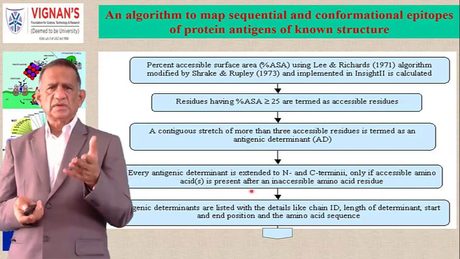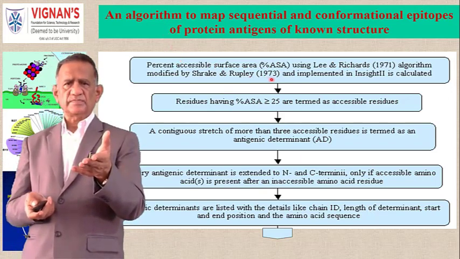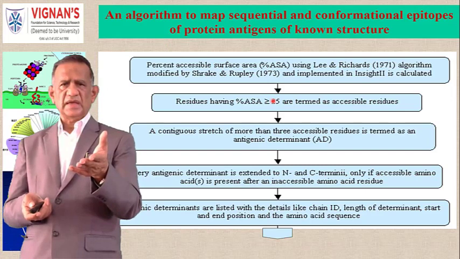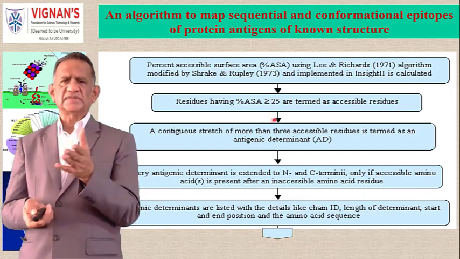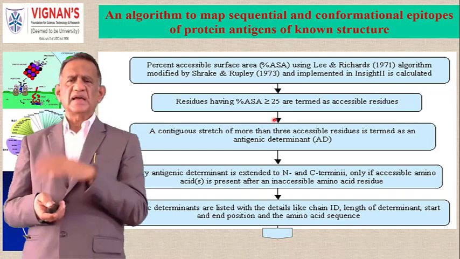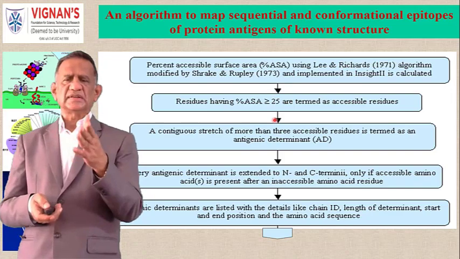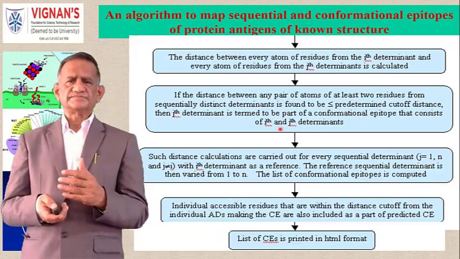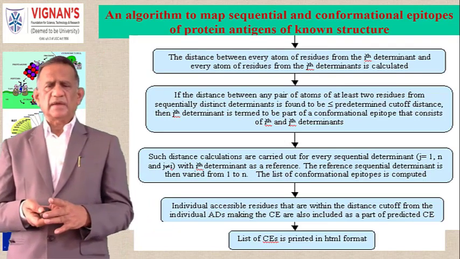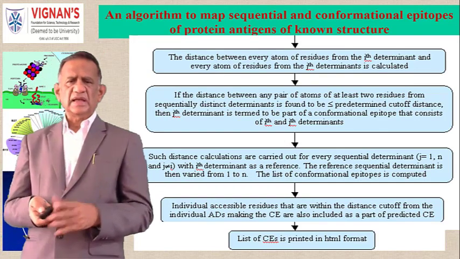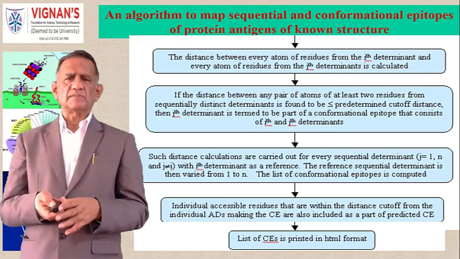If you go through the residues, the residues having percent accessible surface area of 25% are termed accessible residues. From those accessible residues, they take the antigen determinant. Like this, all these things are followed by computational biologists. Ultimately, a list of conformational epitopes is provided in HTML format.